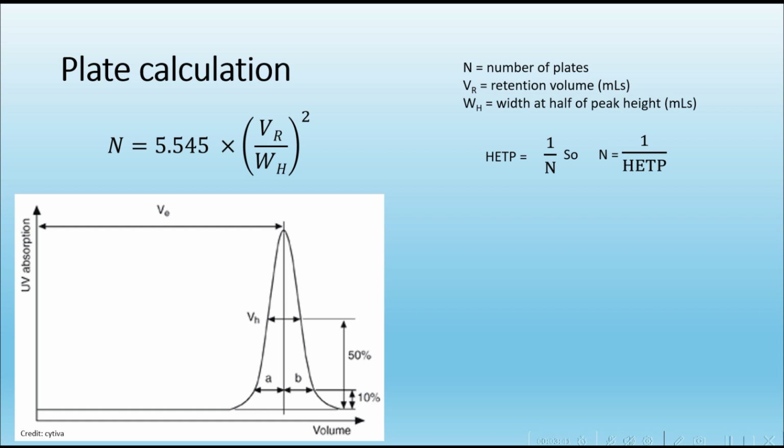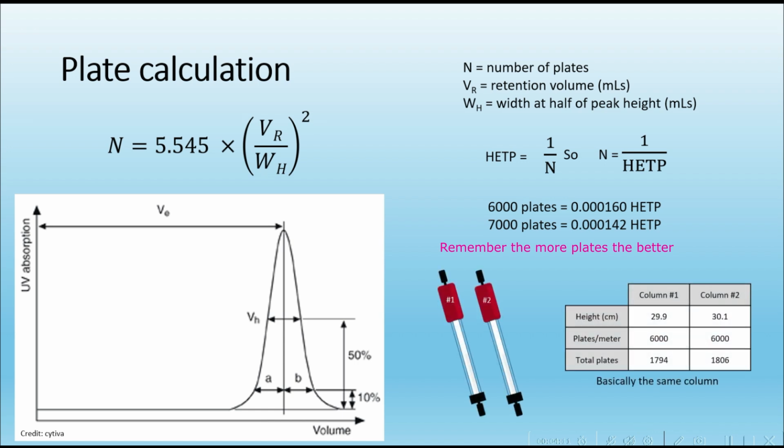In fact, I prefer just to use the number of plates N because I think the number is easier to wrap your head around instead of the HETP. For example, the difference between 6,000 and 7,000 plates is easier to understand than the difference between 0.000160 and 0.000142. My brain just naturally can understand that 7,000 is bigger than 6,000. I usually just say the number of plates too, as in the number of plates per meter.